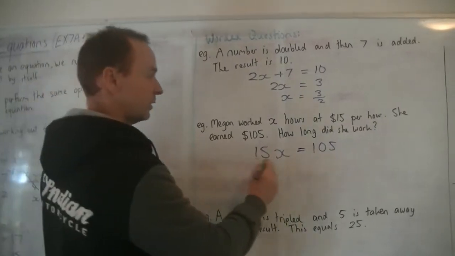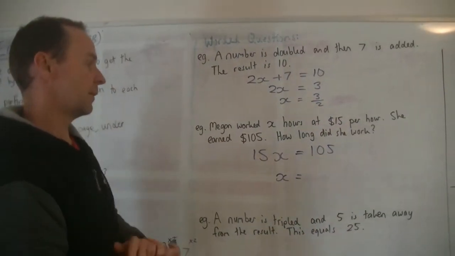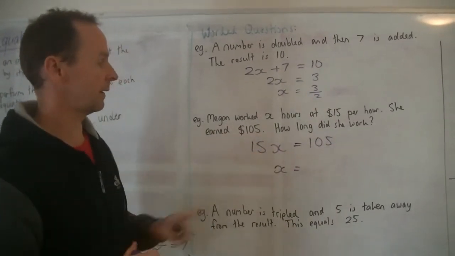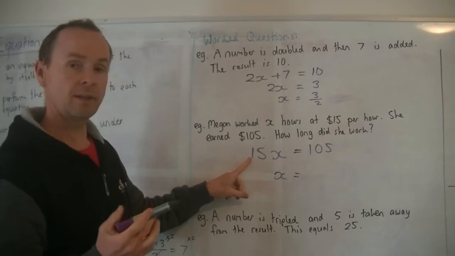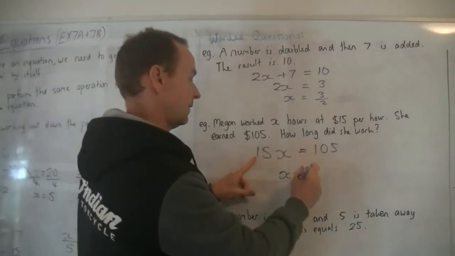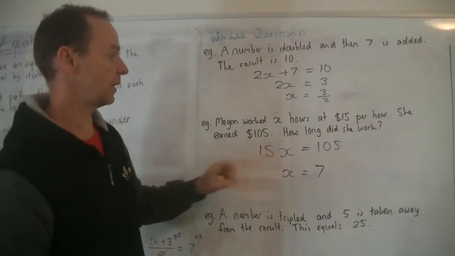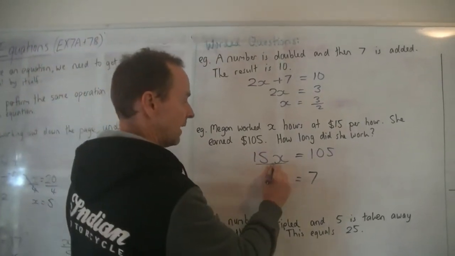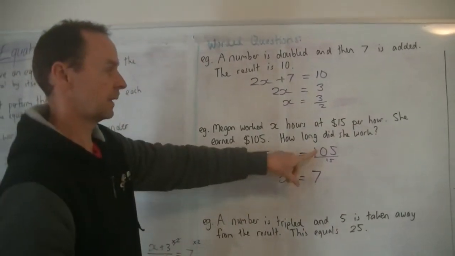So what do we do? We divide both sides by 15, and you get X equals, so now we have to work out how many 15s go into that. So 30, 15 goes in twice. 90, it would be 6, so that would be 7 times. Or you can use a calculator, 105 divided by 15. I'm not showing the workings out anymore, so divide by 15, and there's your answer.